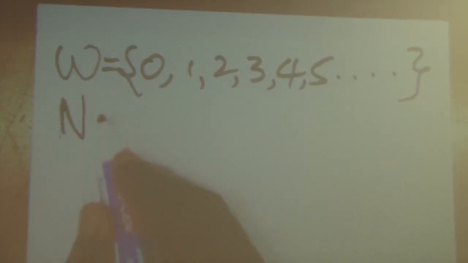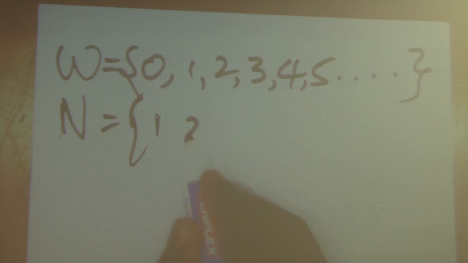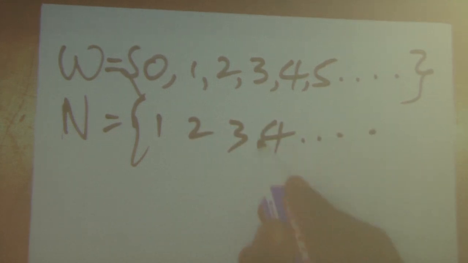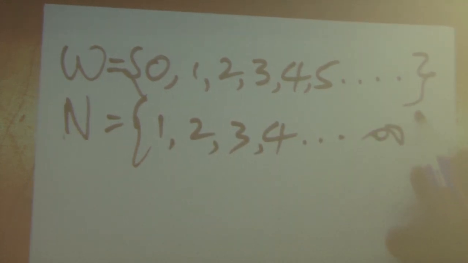The next set that we talk about is the set of natural numbers. Now, the set of natural numbers, sometimes called the set of counting numbers, it starts from the number 1. So the difference between the set of whole numbers and natural numbers is that the set of natural numbers starts from 1, the set of whole numbers starts from 0. So the set of natural numbers would therefore start from 1, 2, 3, 4, 5, and so on up to infinity, like that.